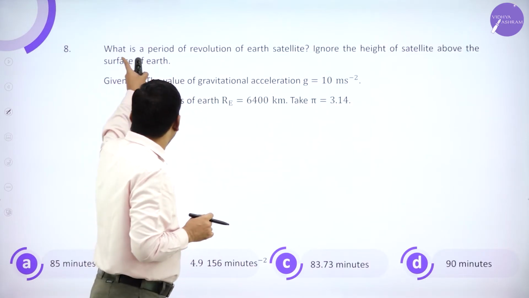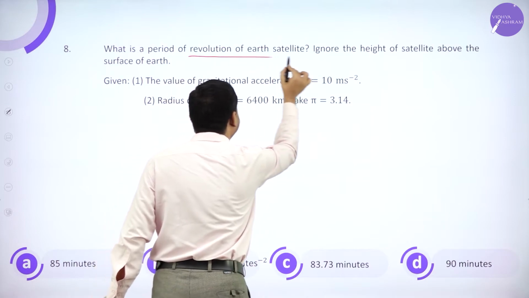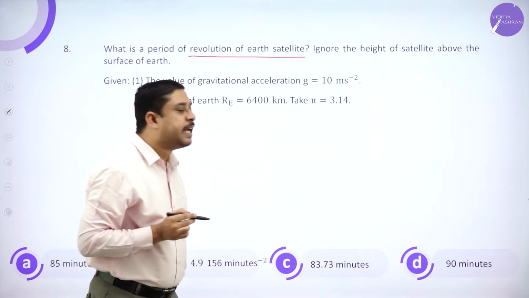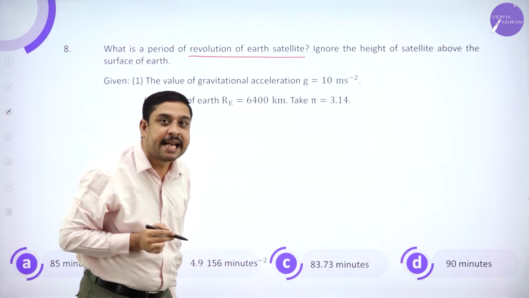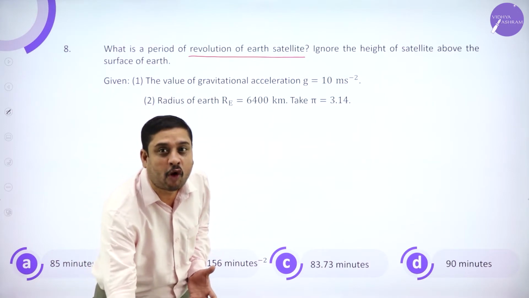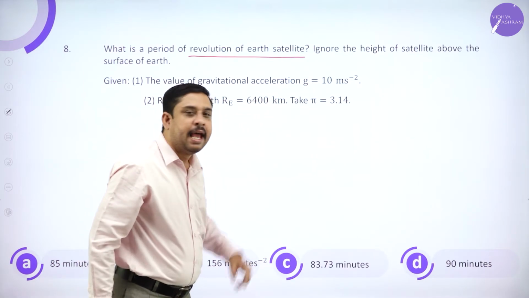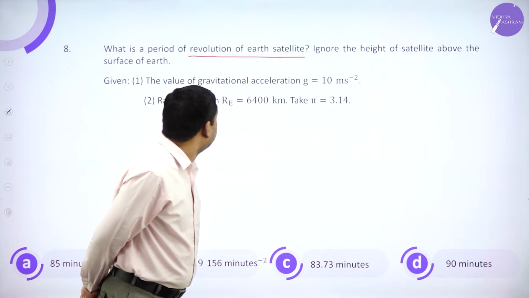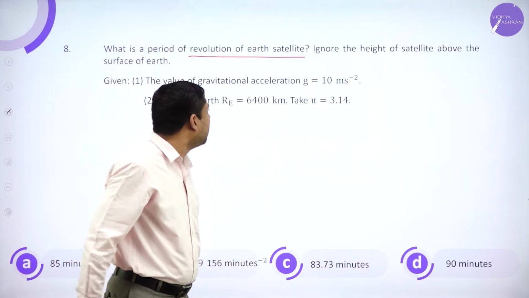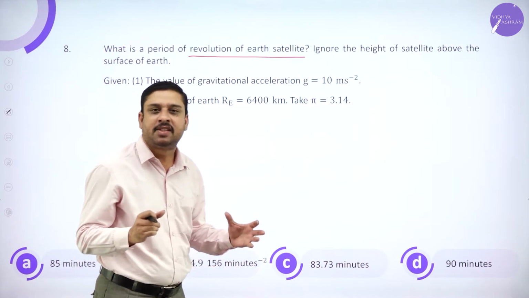Now, what is the period of revolution of Earth's satellite? It's a standard question. Time period of revolution of Earth's satellite. Ignore the height. He says, don't consider the height of the satellite above the Earth. Data is given. Acceleration g is 10 meter per second square. Radius of the Earth 6,400 kilometers. Come on, students.